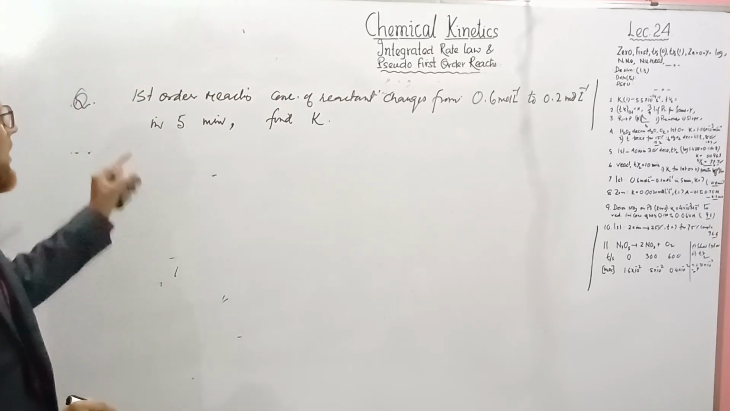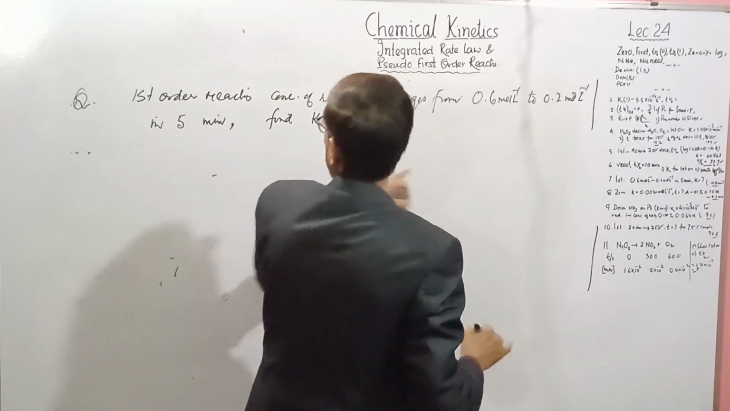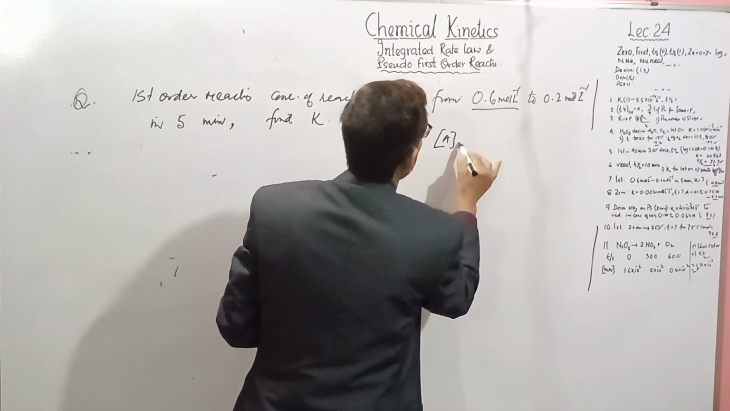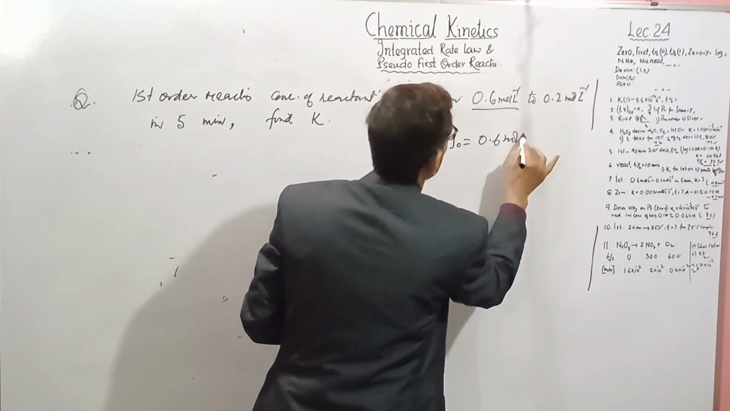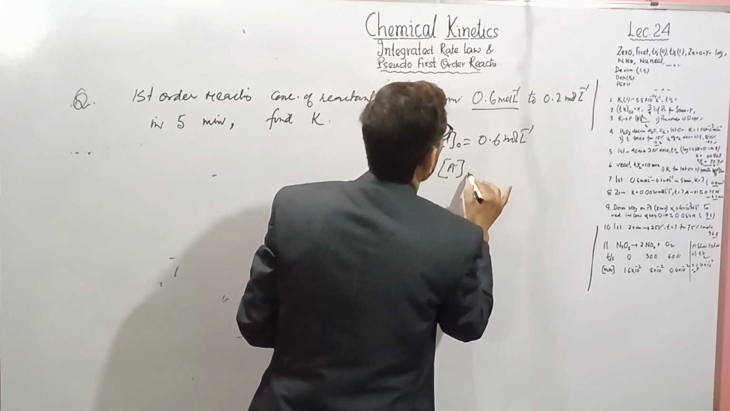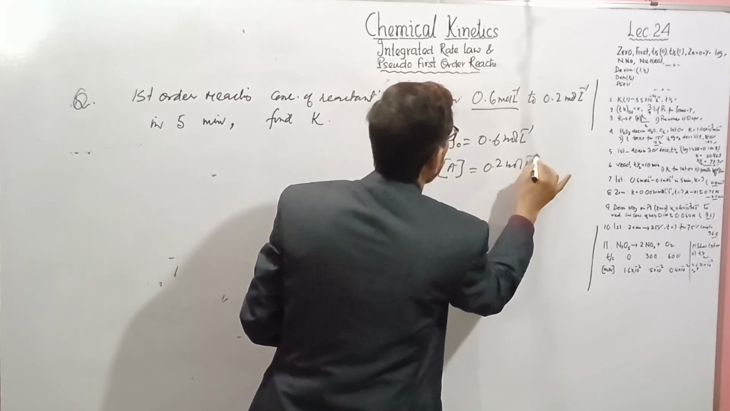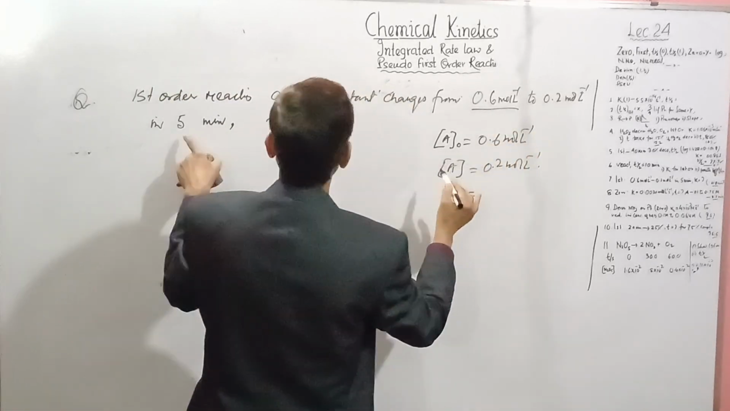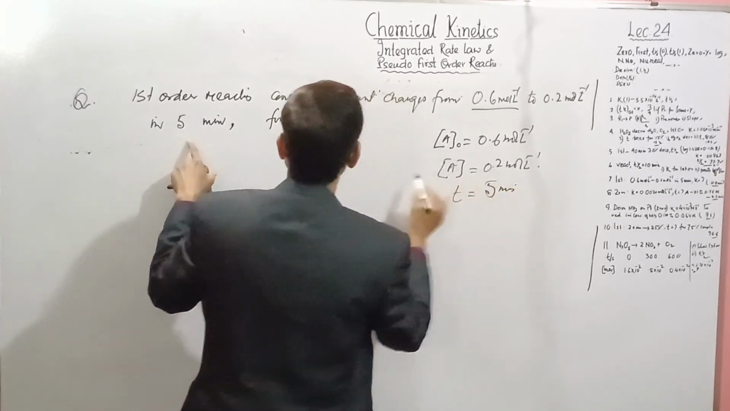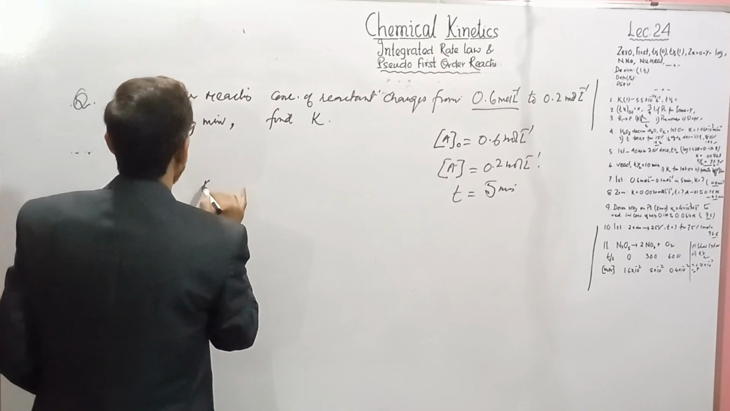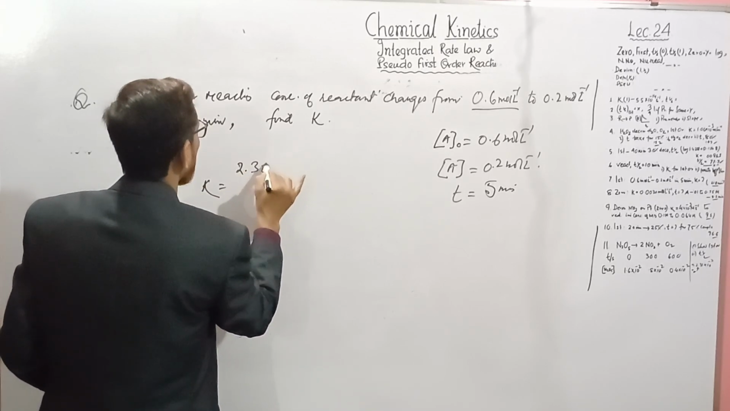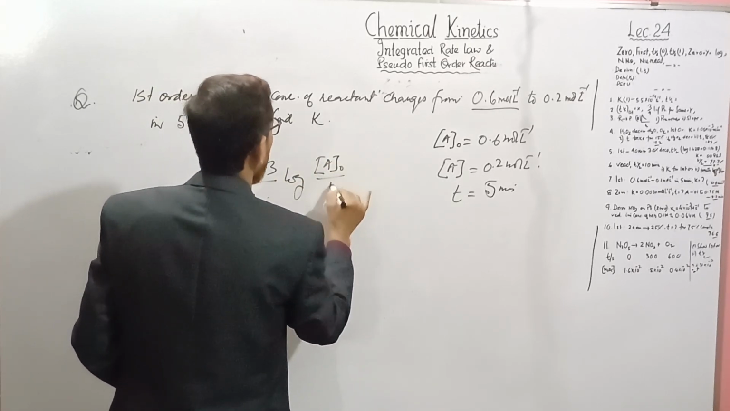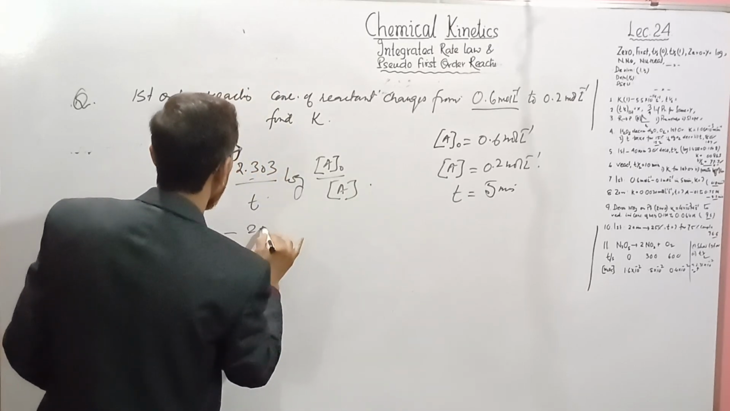For a first order reaction, the concentration of reactant changes from this to this in 5 minutes. Find K. It is very simple. This is the initial concentration, A naught is equal to 0.06 mole per liter, and this is the final concentration after time t, equal to 0.02 mole per liter. And the time is 5 minutes. So you are asked to find K equal to 2.303 divided by t into log of a naught by a. If you go on solving this one, you can find it yourself.